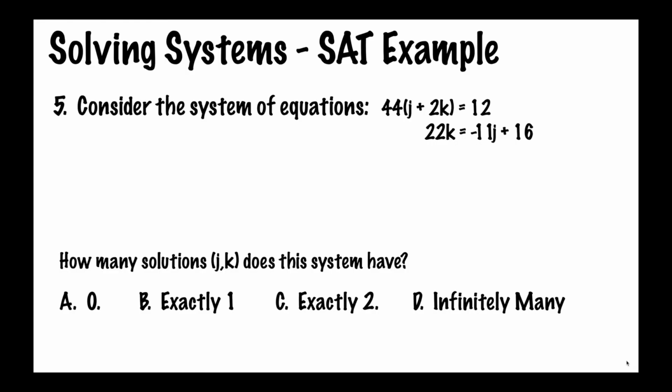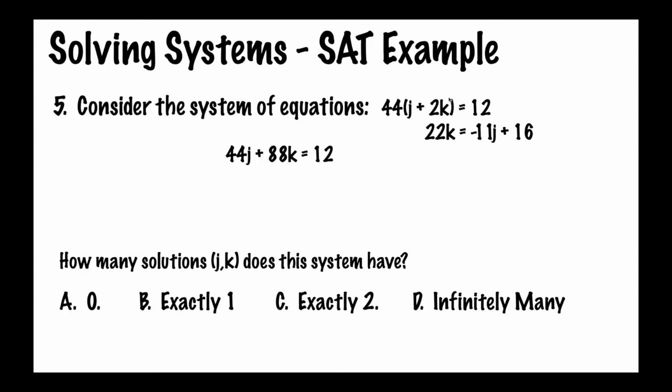Okay, and the last thing we're going to talk about today is how to solve systems that come up in SAT problems. So for number 5, consider the system of equations, and we're given this example right here. You have to decide how many solutions they have. So I'm going to start out with this top equation and just distributing this 44 in and see what I get. That's going to give me 44j plus 88k equals 12.